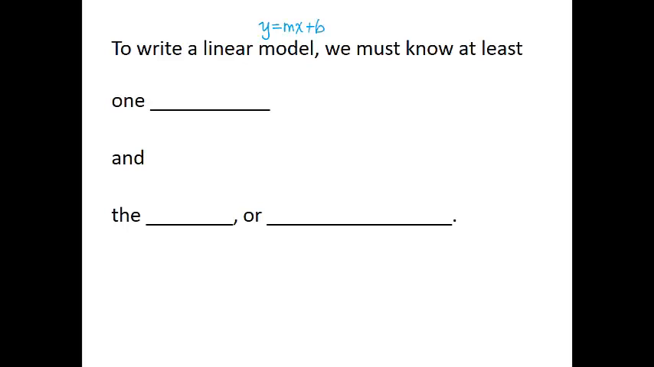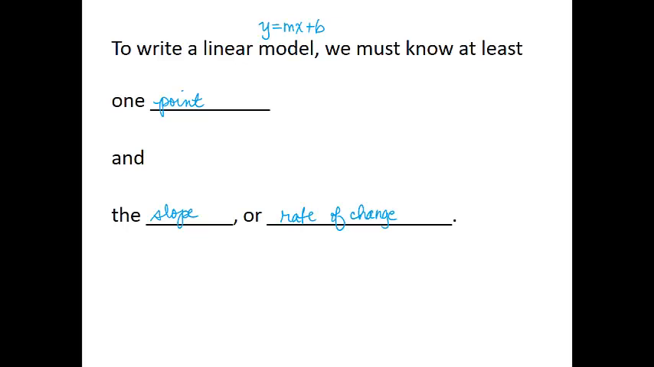And to do that, we have to know two things, just like if we were writing an equation that was dealing with just given points and slopes. We must know one point, and we must know the slope. In application problems, the slope is often referred to as a rate of change.